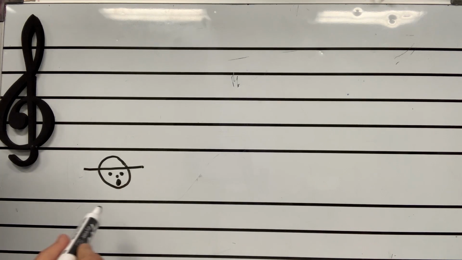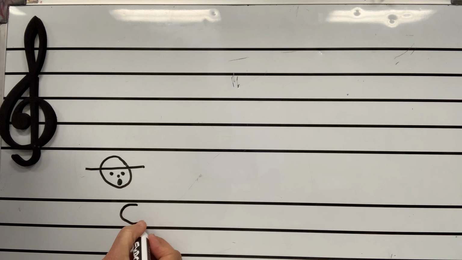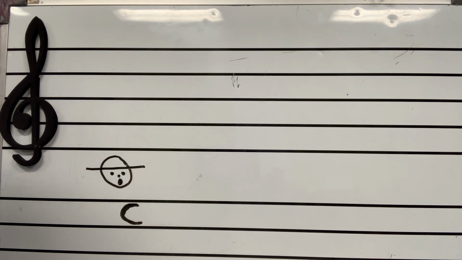But he only knows to say this letter. Look at the letter he knows to say. Do you know this letter? That's the letter C. And that's all he knows to say, C.